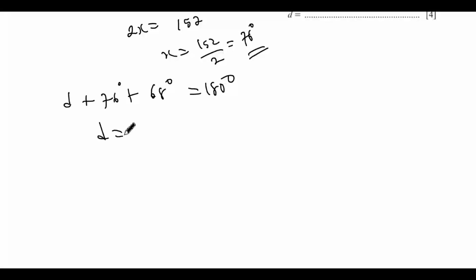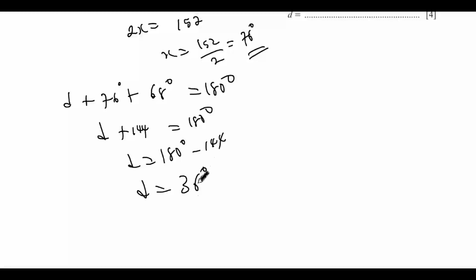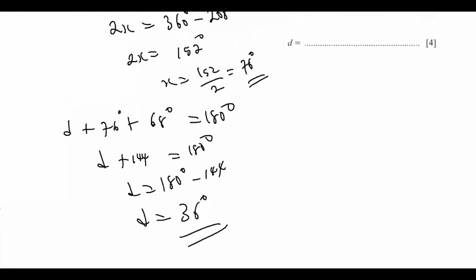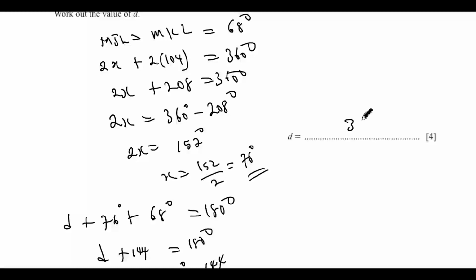So D will be equal to, okay, I can just add these two first, plus 144 to be equal to 180 degrees. Then D is equal to 180 degrees minus 144. Then D is equal to 36 degrees. So that is the value of angle D. So you have 36 degrees here. Okay, so let's go to the next question.